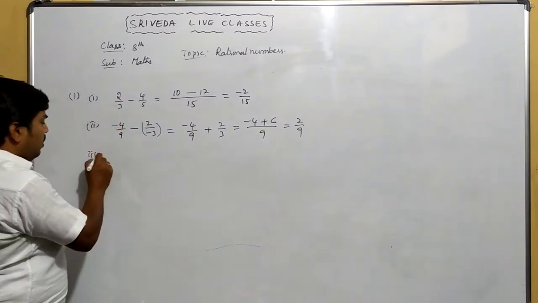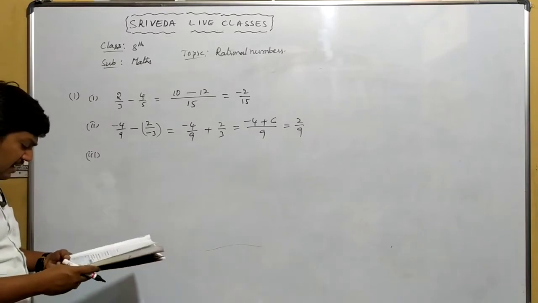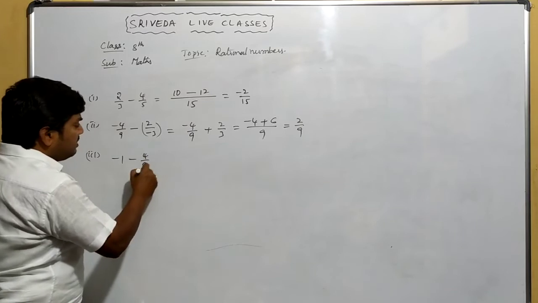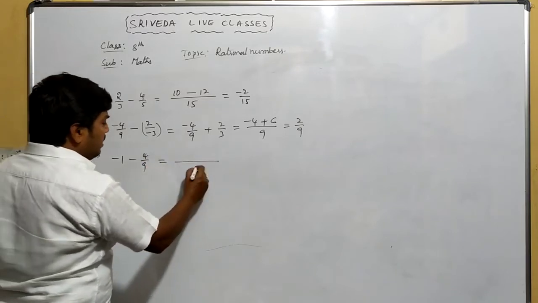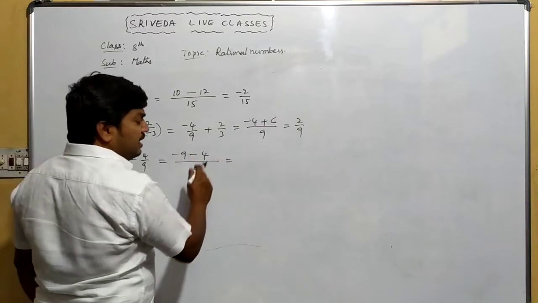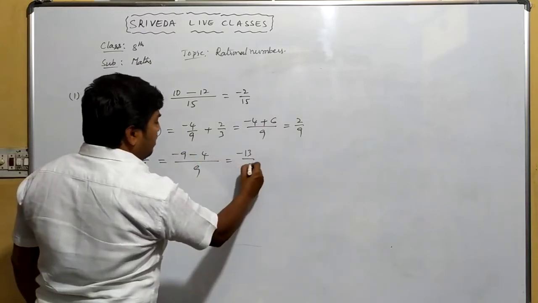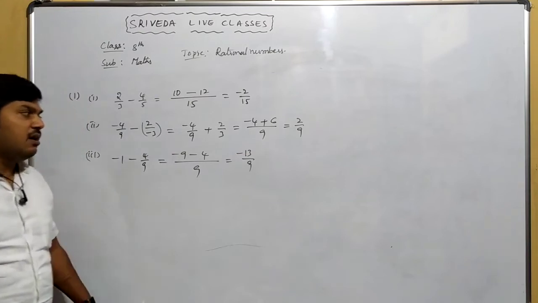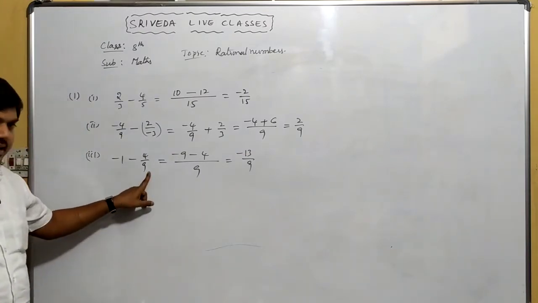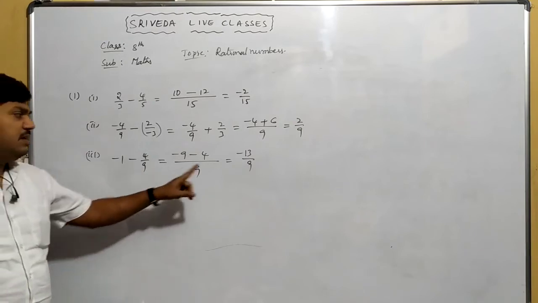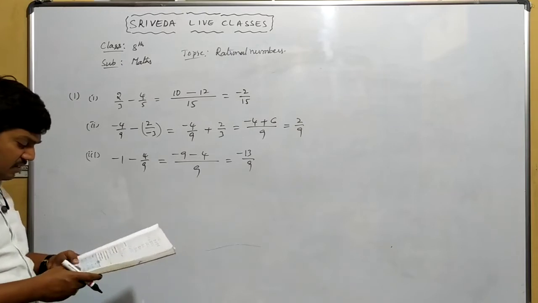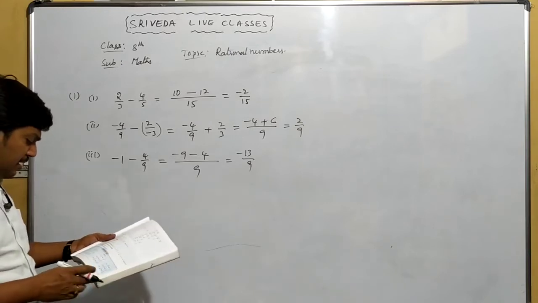Next, the third one, you can do that. Minus 1 minus 4 by 9. Simplification: LCM is 9. Here minus 9 minus 4, that is minus 13 by 9. Right? So this is also a rational number. Minus 1 is a rational number, this is a rational number. Subtraction of these two is again a rational number. So like this, you can do the remaining problems.